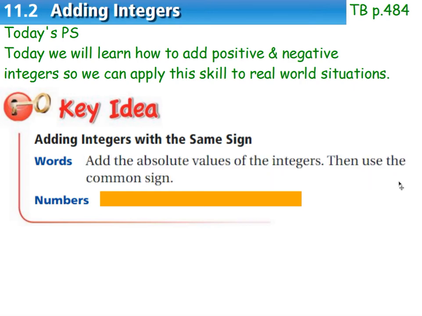When we have the same sign, we add the absolute values of the integers and then keep the sign the same. So, for example, adding positive numbers, no problem. 2 plus 5 equals 7, that you've been doing for years. But if the numbers are both negatives, so for example, -2 plus -5, we add the absolute values, which would be 2 plus 5, and then we keep the negative because they're both negative, so the answer is -7.